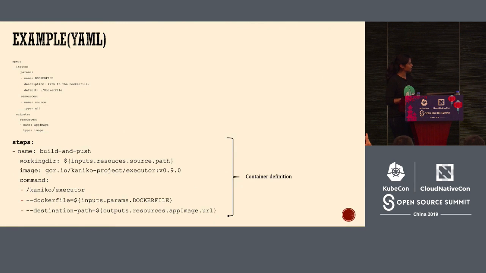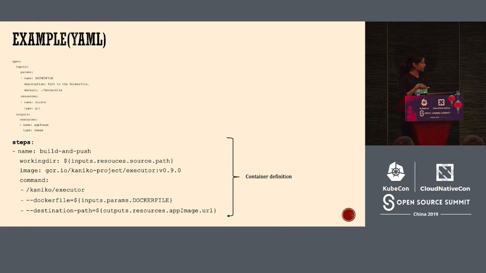The next section, we have steps, and each step corresponds to a container definition. You can have as many steps as you want, but in this example, I only have one, and in this example, I am building a Docker image using Kaniko. Kaniko is an open source tool by Google for building Docker images from source.